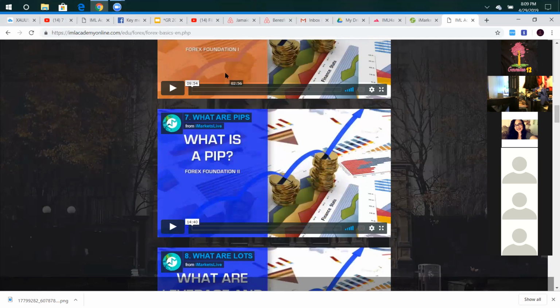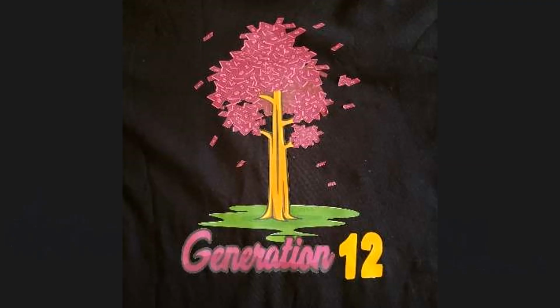I'm trying to see how I can put up a whiteboard. Let me stop sharing really quick. I love Zoom. Let me get out the whiteboard. Okay, so let me put up a problem, and then I want somebody to calculate the pips. Hold on really quick. Let me go into my MetaTrader 4 and see what's cracking.